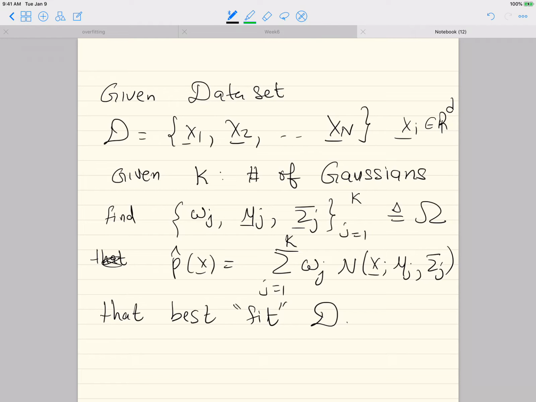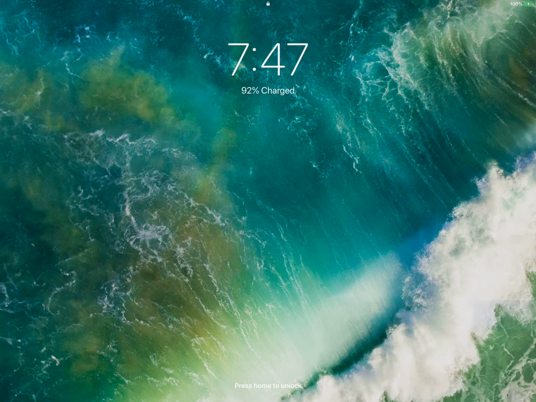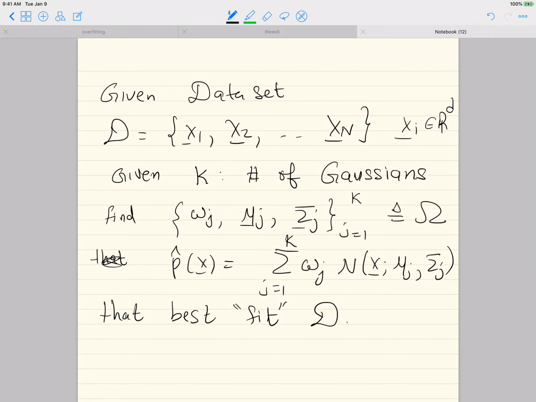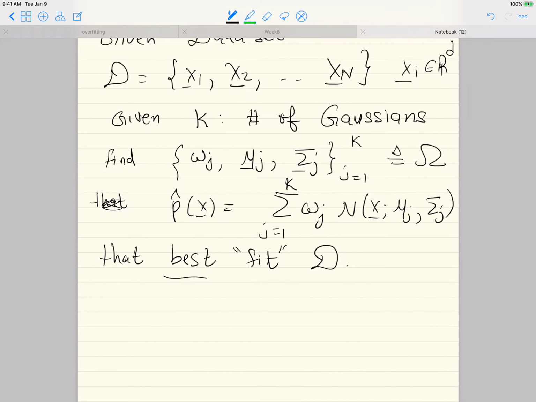That is all you have. You just have access to these n points, right? Everything else is part of the model. The fact that you're assuming a Gaussian mixture model, assuming what mu j, sigma j, and Wj are, they're all part of the model. You want to select these model parameters that best explain the data you have already observed. Or in other words, by best fit, we mean the maximum likelihood solution.